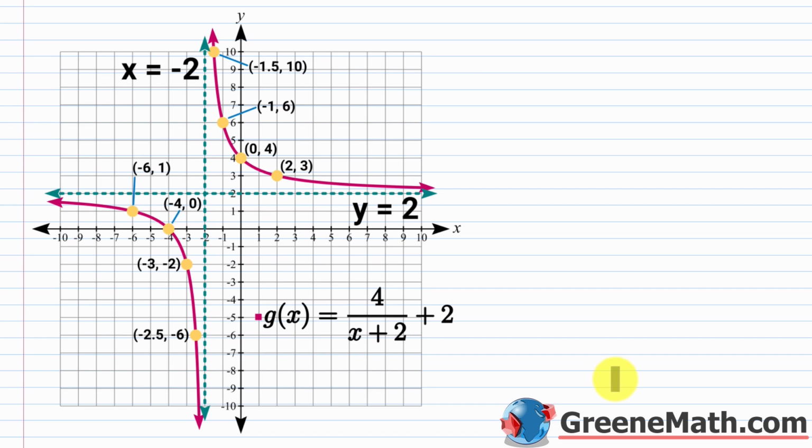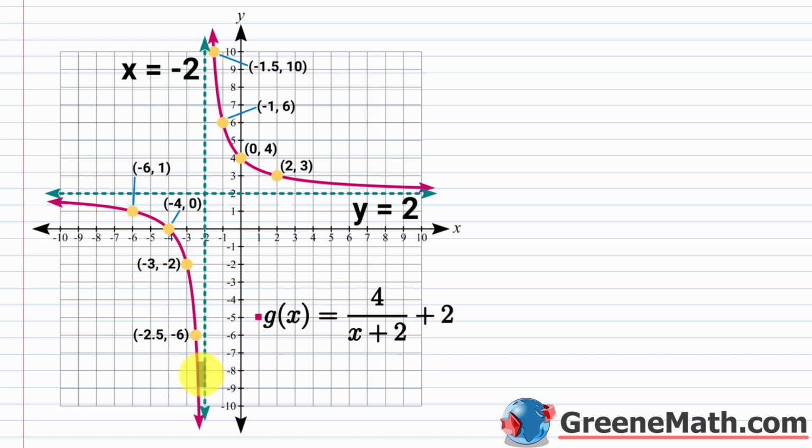So looking at the graph, this is going to be for g of x equals 4 over x plus 2, and then plus 2. Again, just using graphing transformations to get these points. So you have negative 1.5 comma 10, negative 1 comma 6, 0 comma 4, 2 comma 3. So that's going to be for this branch right here. And then you have negative 6 comma 1, negative 4 comma 0, negative 3 comma negative 2, and then negative 2.5 comma negative 6. That's going to be for this branch right here.